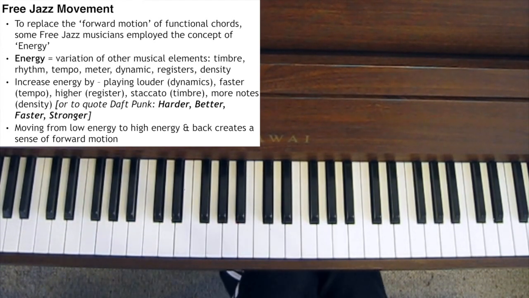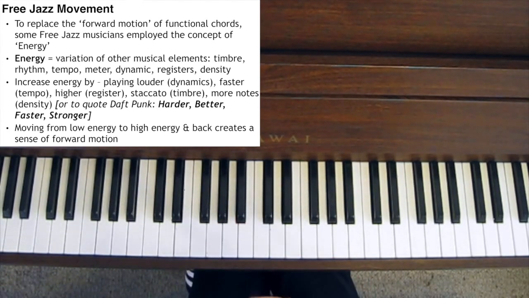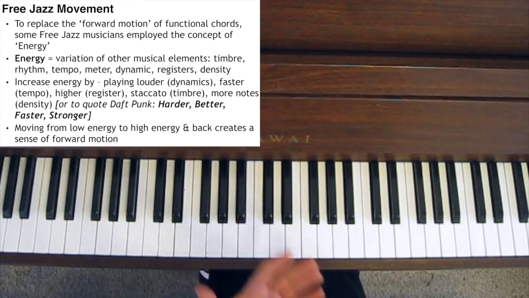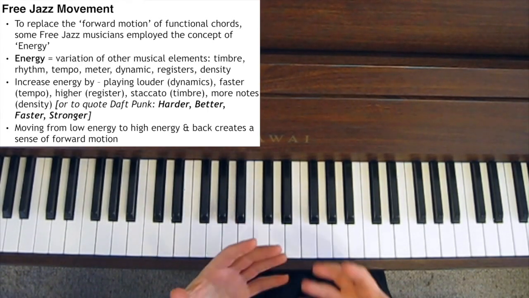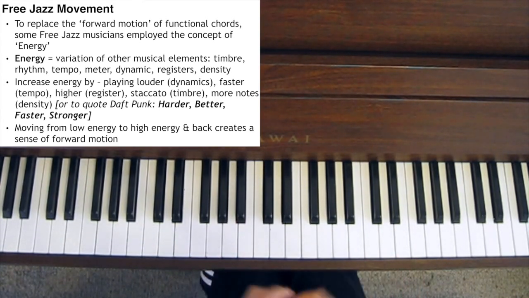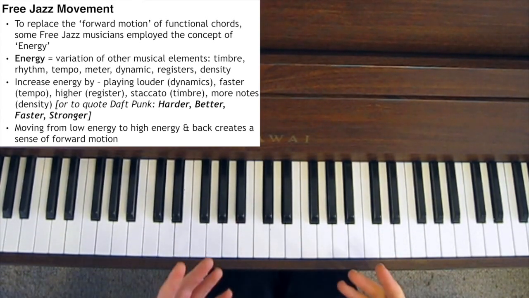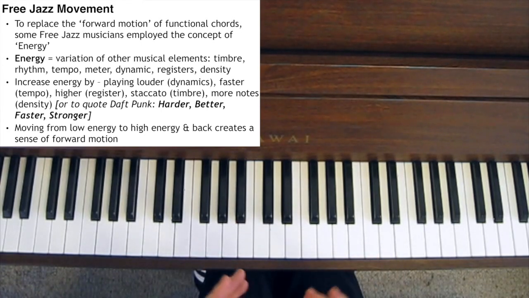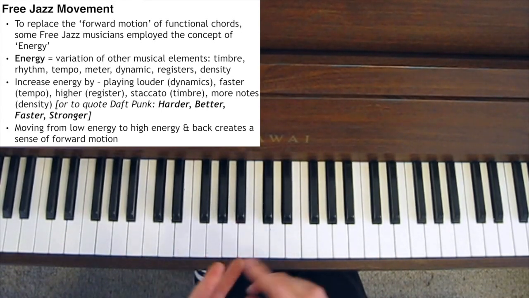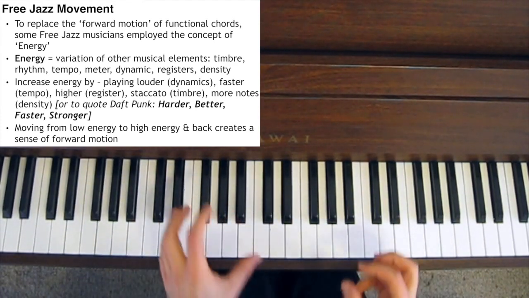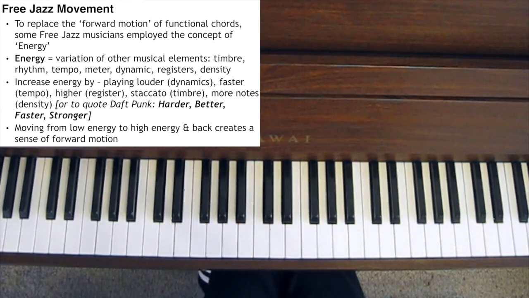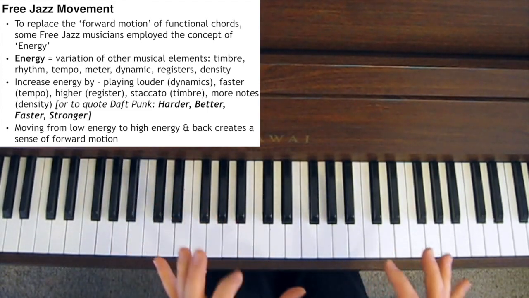But if you want to create a sense of forward motion in place of functional harmony, you need other techniques to create that sense of movement. And an idea used in free jazz to create exactly that sense of music is that of energy. This concept of energy essentially involves the variation of all other musical elements. That is your timbre, your rhythm, your tempo, your meter, your dynamics, the register you're playing in, the density, the dissonance. So then you can increase energy by playing louder, faster, higher, staccato, or playing more notes.